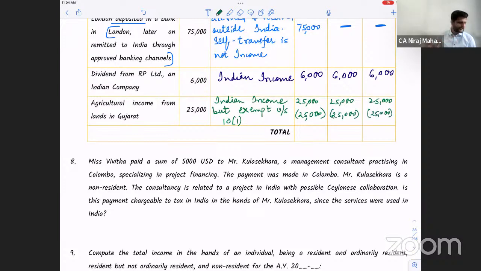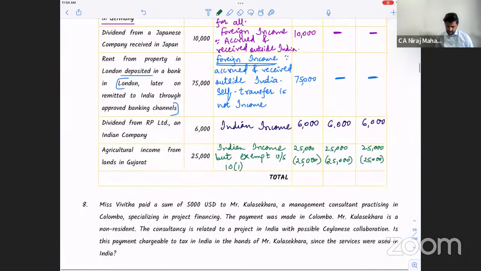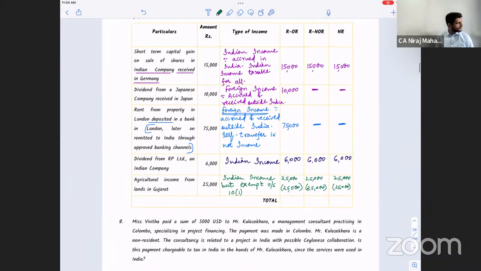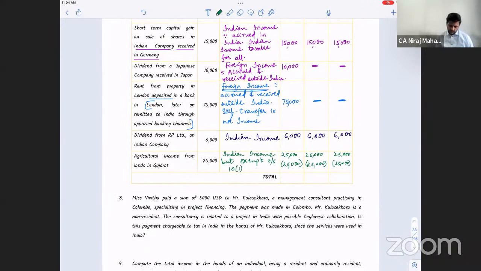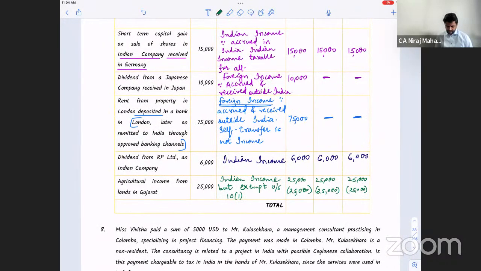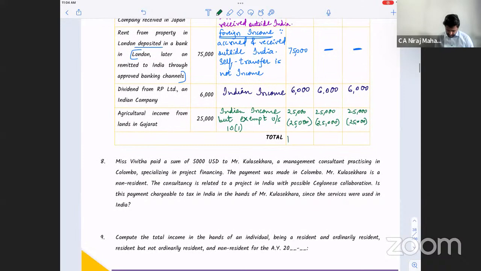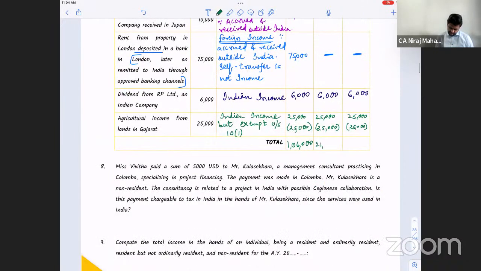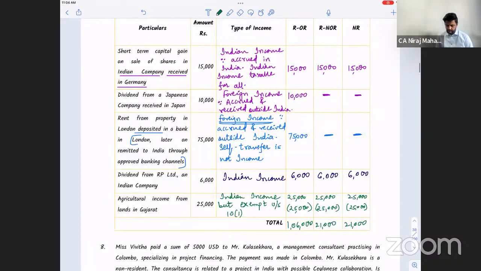Have we gone to section 10? No. We are still around section number 5 and 6. So just give me the total of the first category. This 25 plus 25 is nothing. So 6 plus 75, 81, 91, 101, correct, 1,06,000. Correct? Second is how much? 15 and 6, 21. This is also 21.